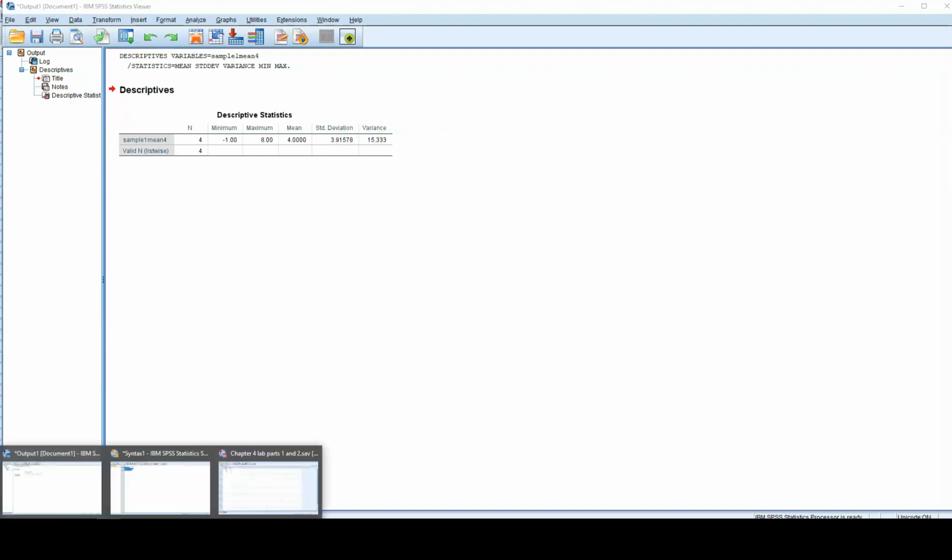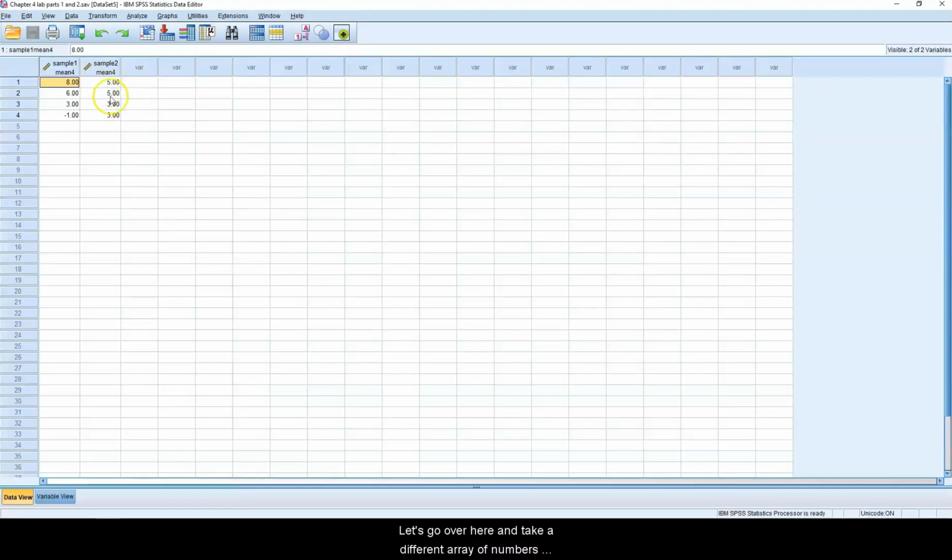Another thing you can look at is, let's go over here and take a different array of numbers. This is sample 2 with a mean of 4. Now, what do you notice about these numbers? Instead of 8, 6, 3, and -1, which has a pretty good range of either 9 or 10, depending on how you think of the range, a fairly big range. This one has a tight range, only from 5 to 3, or from 5.5 to 2.5 if you prefer.